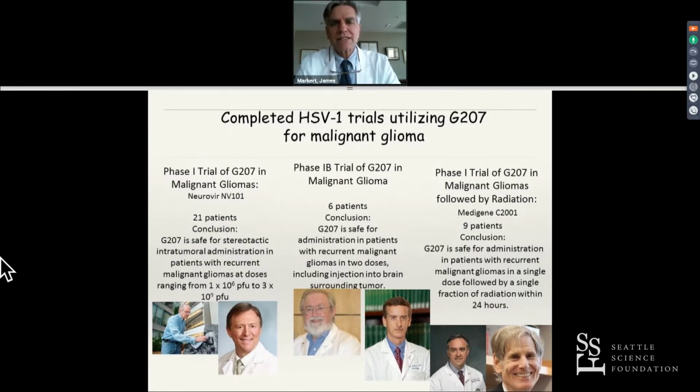We were actually injecting the virus directly into the tumors, and not at small doses here, from 1 × 10⁶ plaque-forming units, and plaque-forming units simply means active viral particles, all the way up to 10⁹.